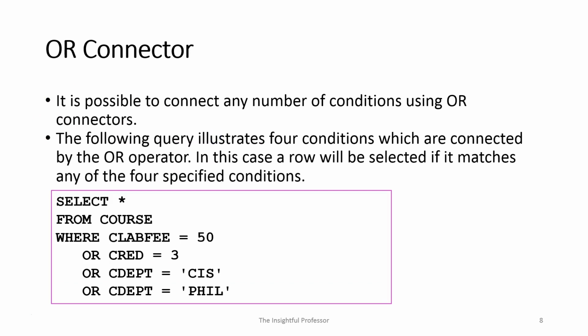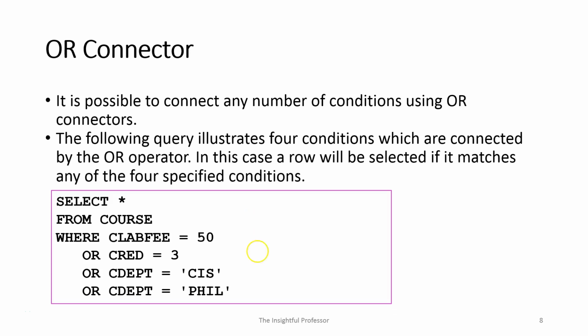Okay, as with the and, it did not matter which order we listed the conditions. And also, as with the and, we can connect as many conditions as are necessary to clearly and precisely define what we're looking for in the database. So here we're identifying those courses where the lab fee is equal to 50, or the credit is equal to 3, or the department is CIS, or the department is philosophy.